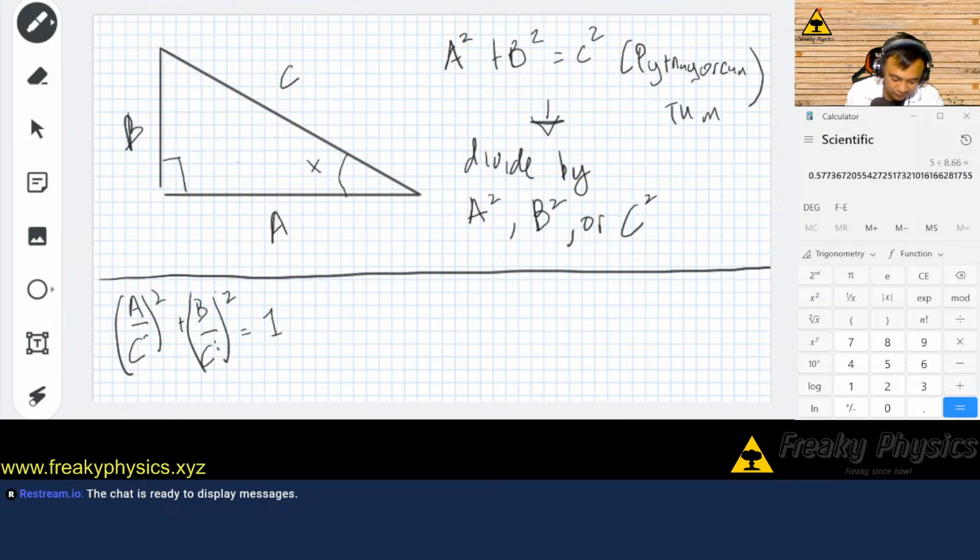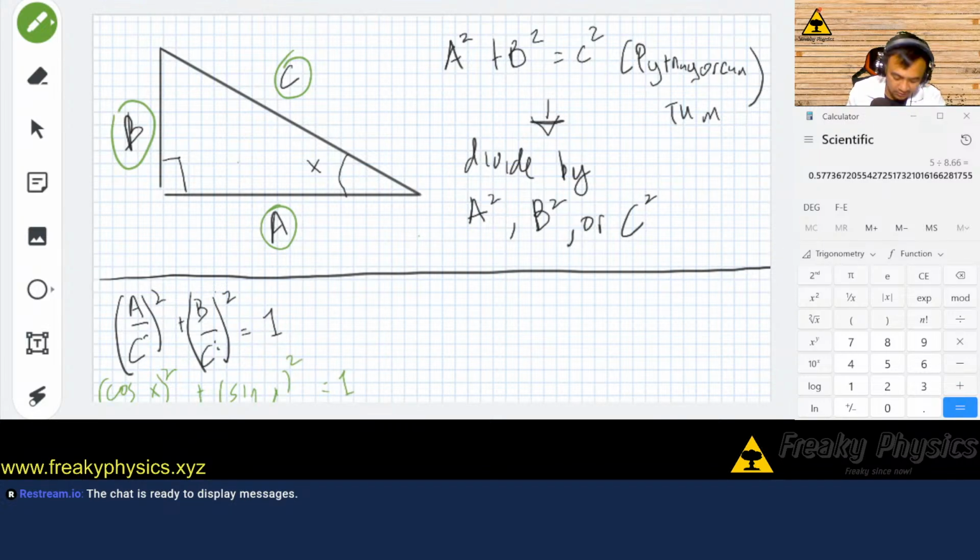But we have defined what a over c is. What's a over c? Let's go back here. a over c would be the adjacent over hypotenuse, so this would be cosine x, right? Cosine x squared plus, similarly, this other one, b over c, is sine x, and then you square that, and that's equal to 1.